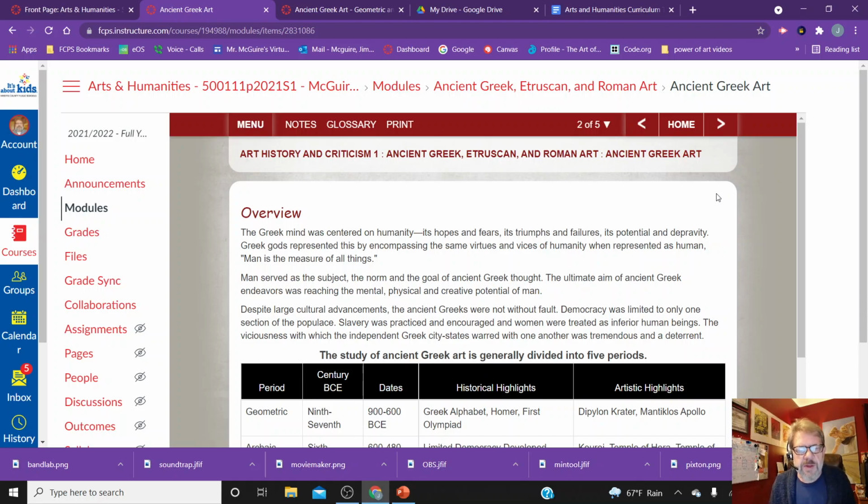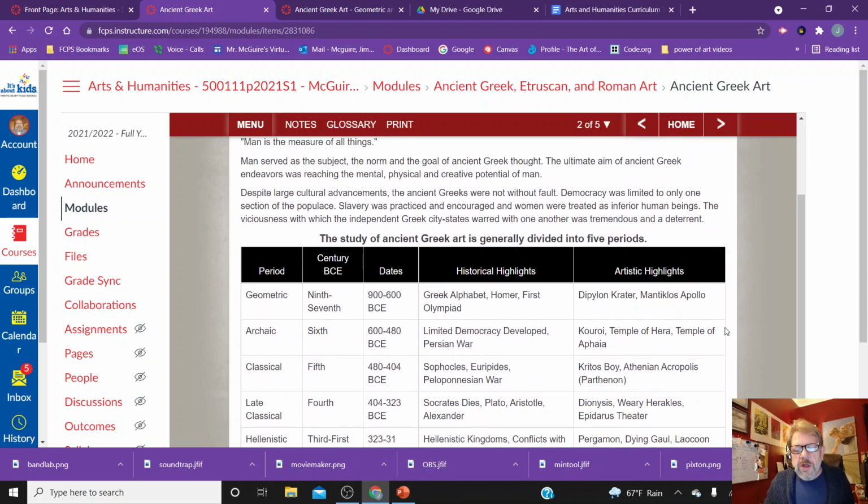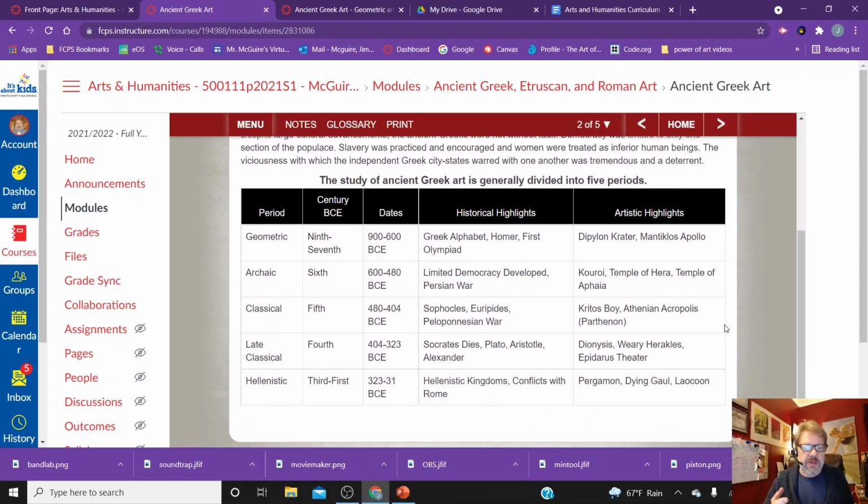The viciousness with which the independent Greek city-states warred with one another was tremendous and a deterrent. So we're going to look today specifically at the geometric and the archaic period. Next week we're going to look at classical through Hellenistic. And so we're looking at 900 BCE to really the mid 400 BCE time.